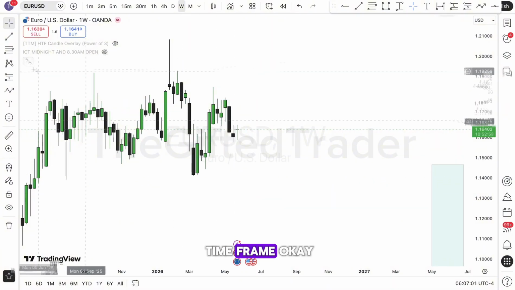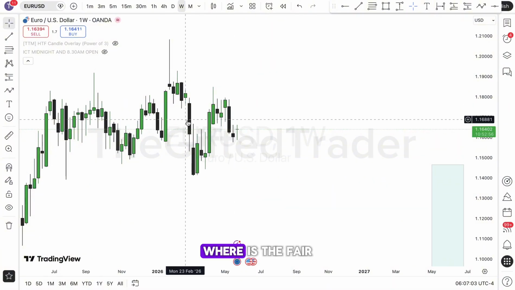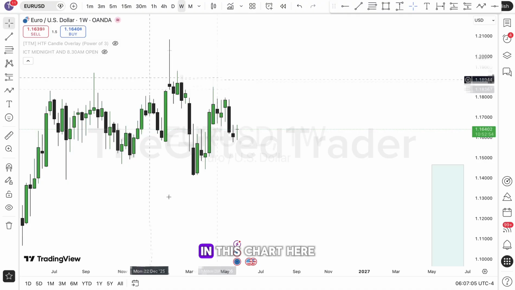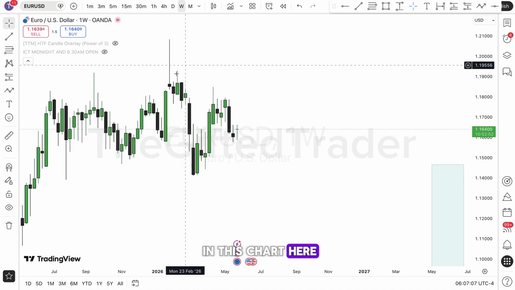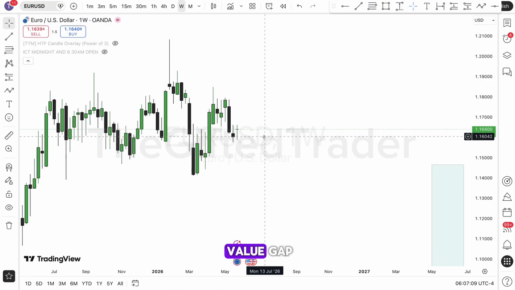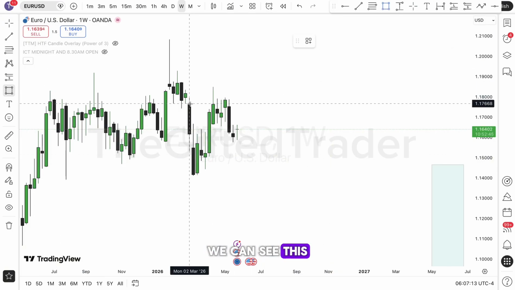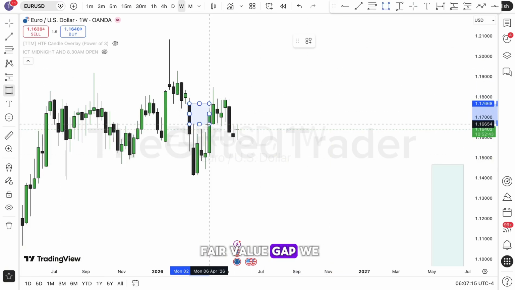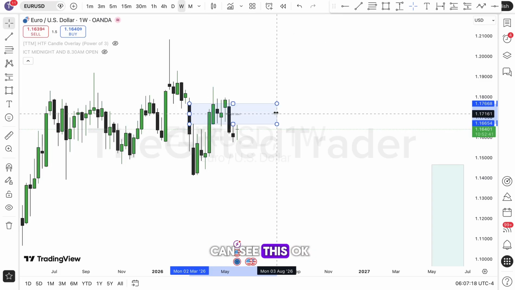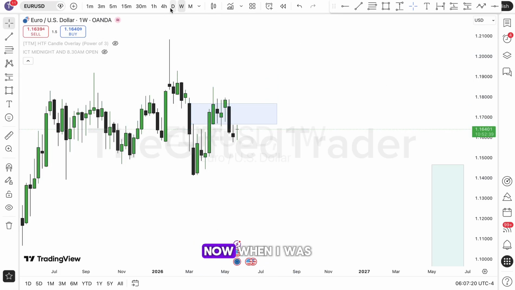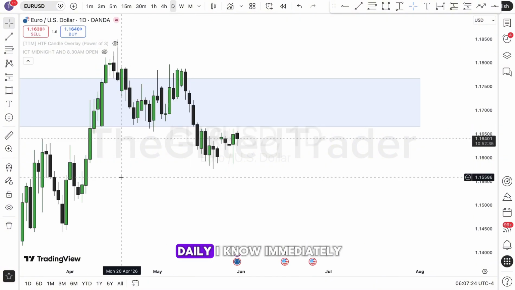This is the weekly time frame. Okay, where is the fair value gap in this chart here? In this chart here, in just here, where is the fair value gap? We can see this fair value gap. You can see this. Okay, now when I was looking at this chart recently, let's go to the daily.